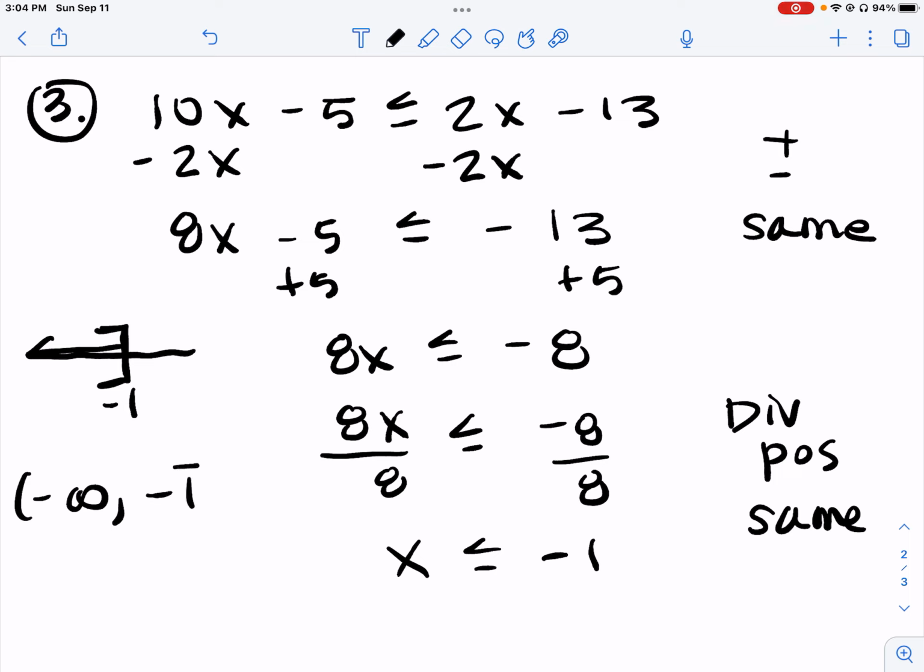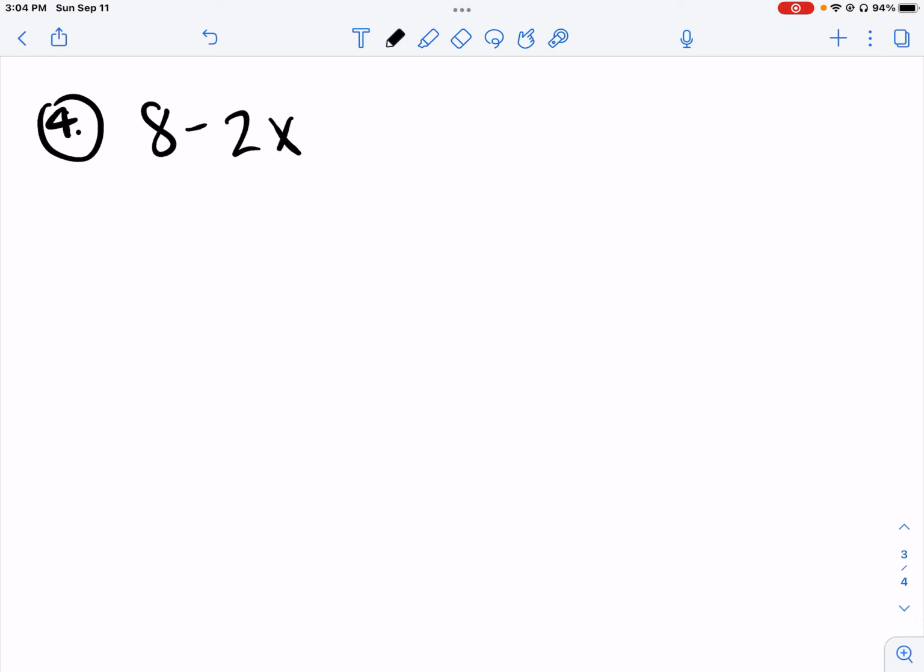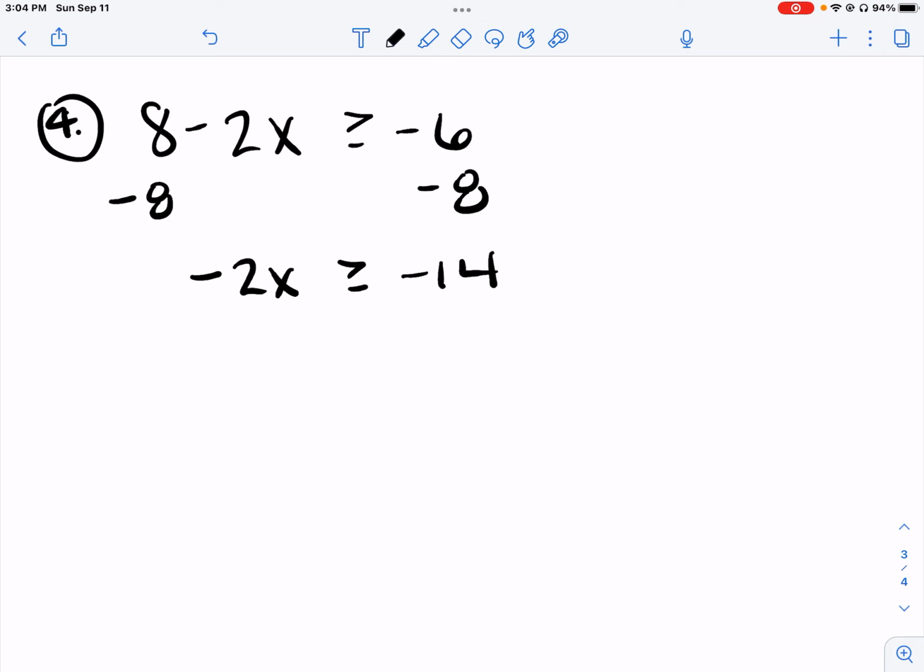Okay, now it stops at -1. The or equal to tells us to use the bracket. Okay, I need to get rid of the 8 because we get rid of the plus or minus number. Okay, since we subtracted there, it stayed the same.